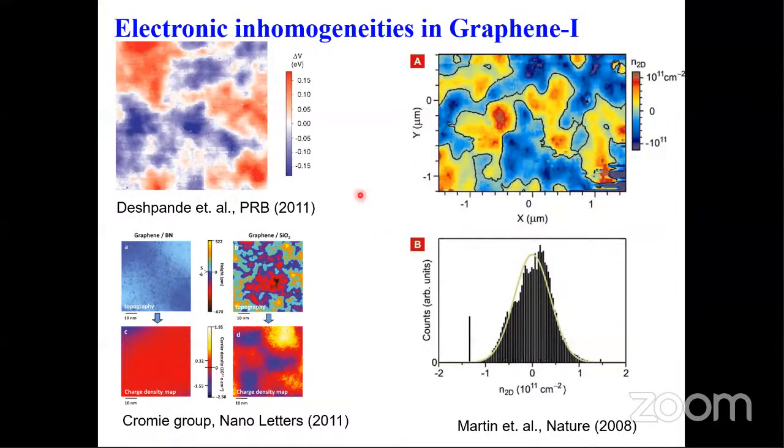So I just show a few papers that were published before our work, where they clearly see potential fluctuation in graphene. This is again using STM only, right? So you see that, yes, indeed, there is significant inhomogeneity, okay?